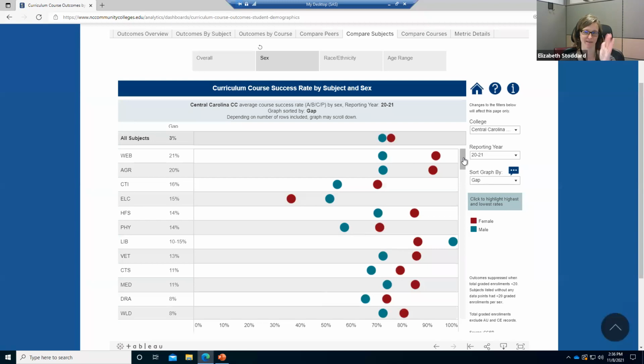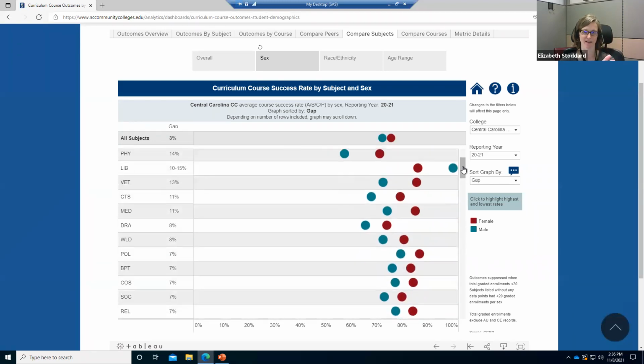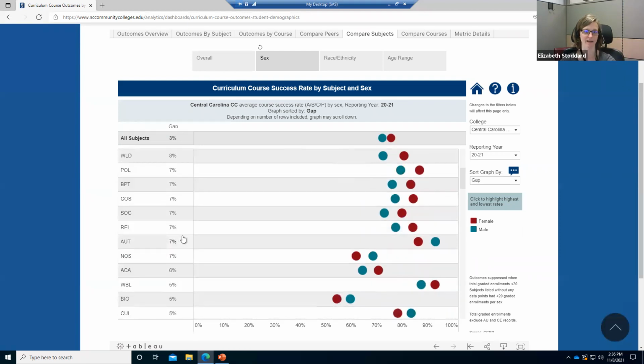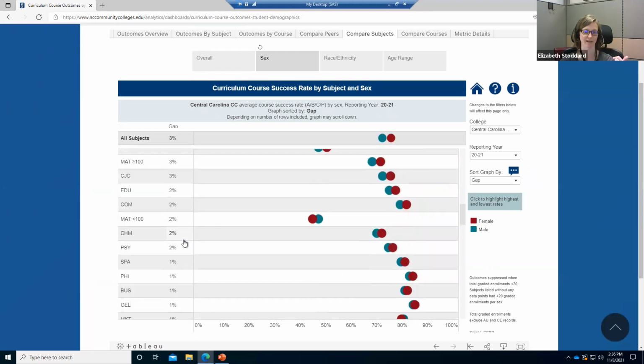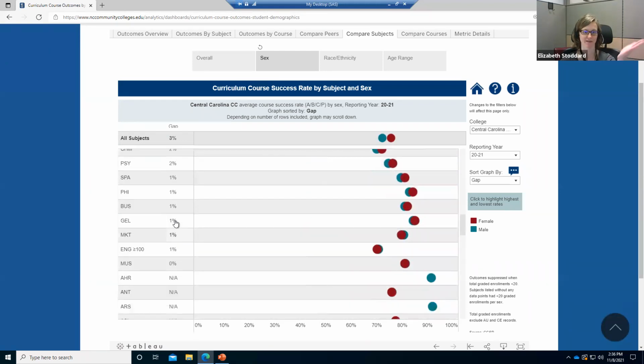And then as you scroll down the list, you'll see those gaps getting smaller. You'll see the gaps decreasing. And then you can also look at the actual gap in this column over here to see it decrease as we go down the list. So, these courses down at the bottom had very small or almost non-existent gaps between males and females.